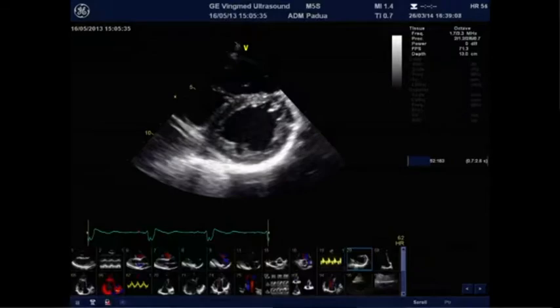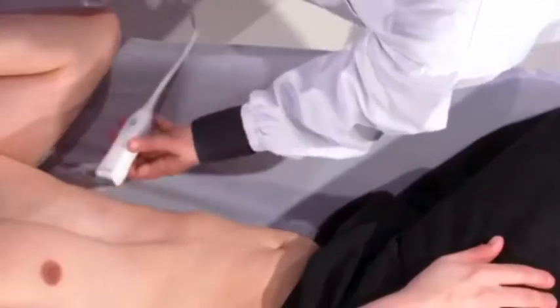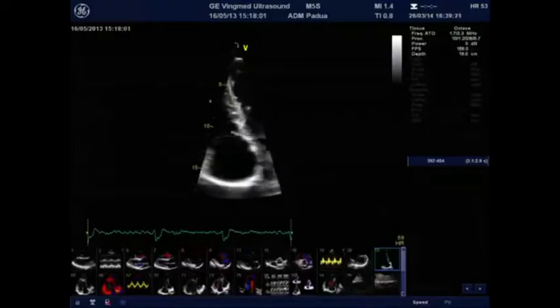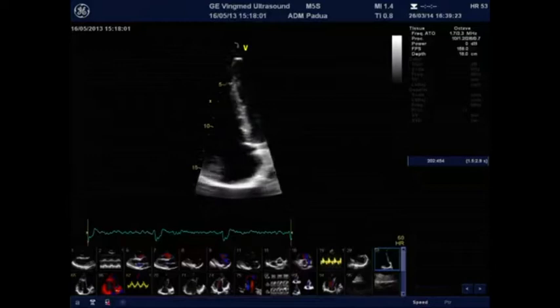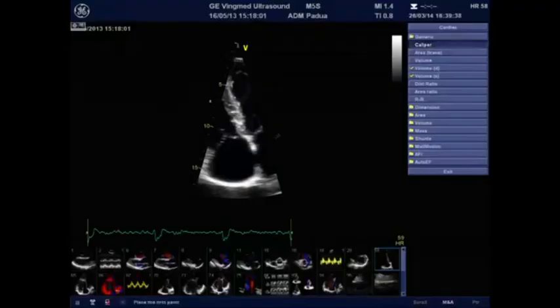Then we can move to assess the size of the right atrium. Here is a focused view from an apical approach, and we can use this very focused view to measure the area of the right atrium, to measure the volume in a single plane, but also for more advanced quantitation. If you want to perform a speckle tracking analysis, you can do it because the frame rate is very good.